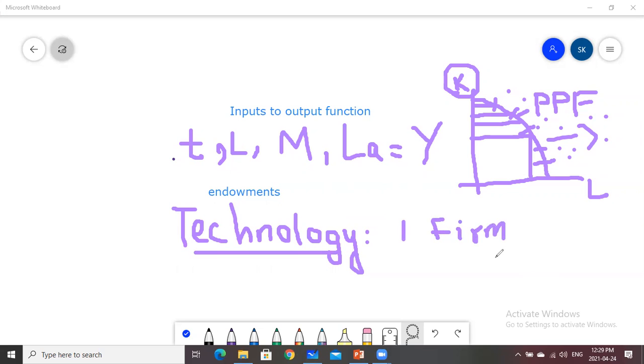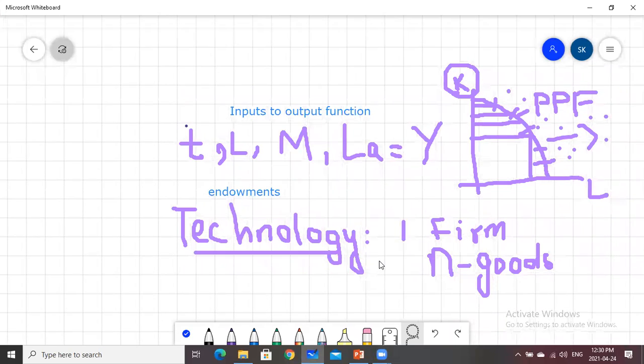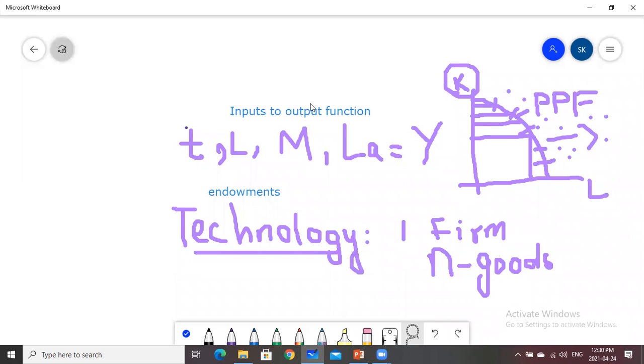Such a firm produces n goods from available inputs. The number of goods it is producing is n. There is only one firm, and it produces n goods from available inputs. Now the production of goods usually requires some amount of labor and capital. What happens is that the production of goods requires some amount of labor and capital both.